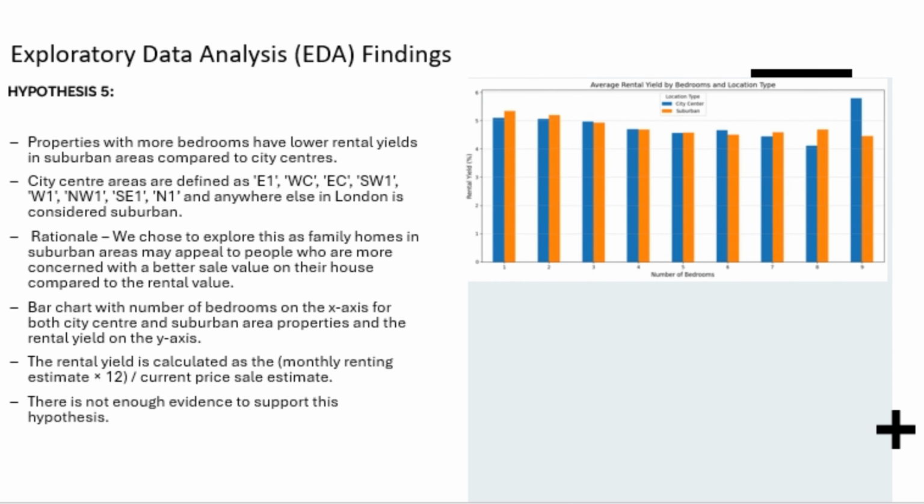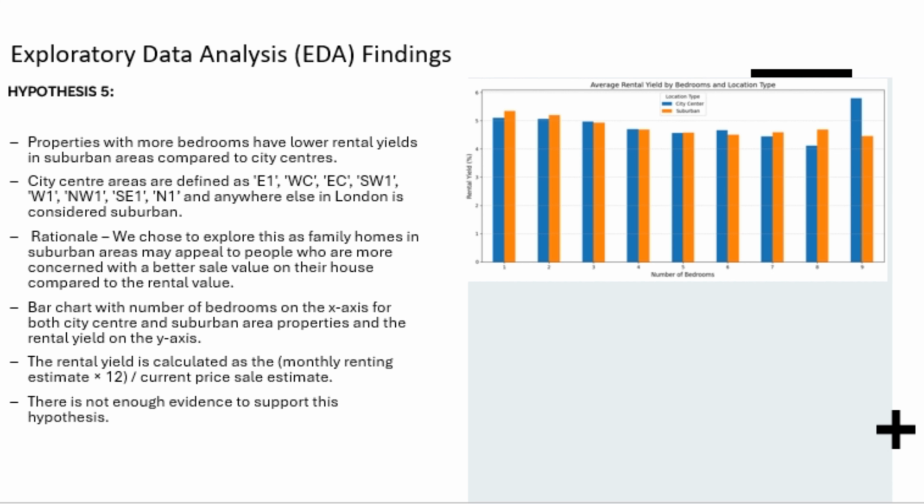The fifth hypothesis we aim to explore is whether properties with more bedrooms have lower rental yields in suburban areas compared to city centres. The rationale behind this is that families in suburban areas are more concerned about increasing the sale value of the house compared to the rental value, which will result in a lower rental yield. This may be because there are a larger proportion of homeowner investors who are looking to rent their properties in city centres compared to homeowners in suburban areas.